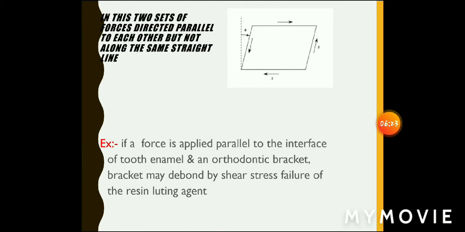But you can't encounter these stresses in the posterior region of the oral cavity, since there are no planar surfaces. Mostly they are curved surfaces, so there can't be any parallel direction of forces acting on those surfaces.